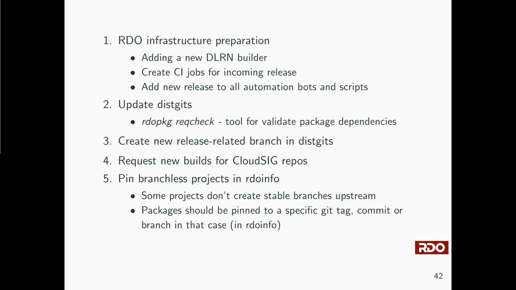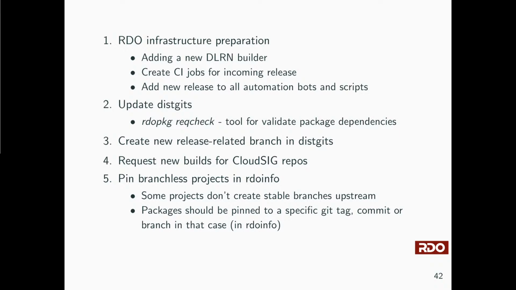First, we have to do some fixes in RDO infrastructure. At the beginning, we have to add a new DLRN builder, so the instance which will be designed for this coming release. Then we have to create some CI jobs for the incoming release. And at the end, add this new release to all the automation bots and scripts we have.